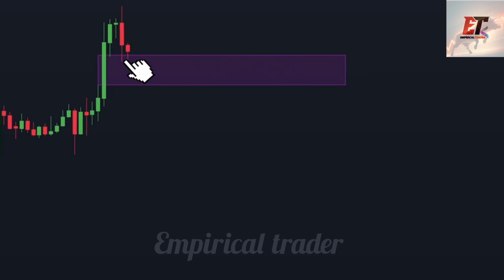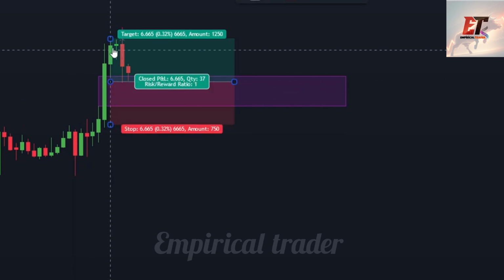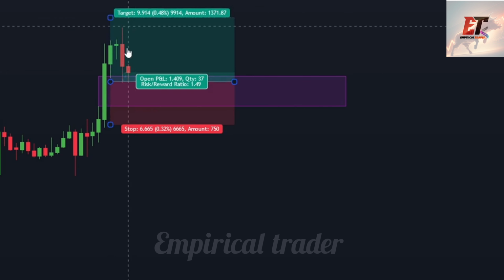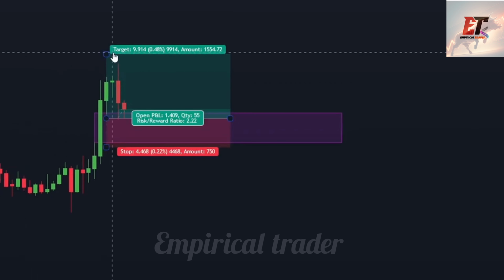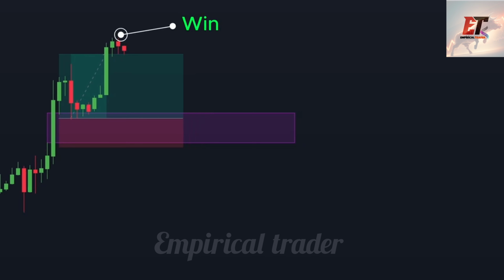Here it touches the gap. This means we can look for buys. We look for at least 2 risk to reward ratio and target the previous swing high. And that's it. We hit take profit.